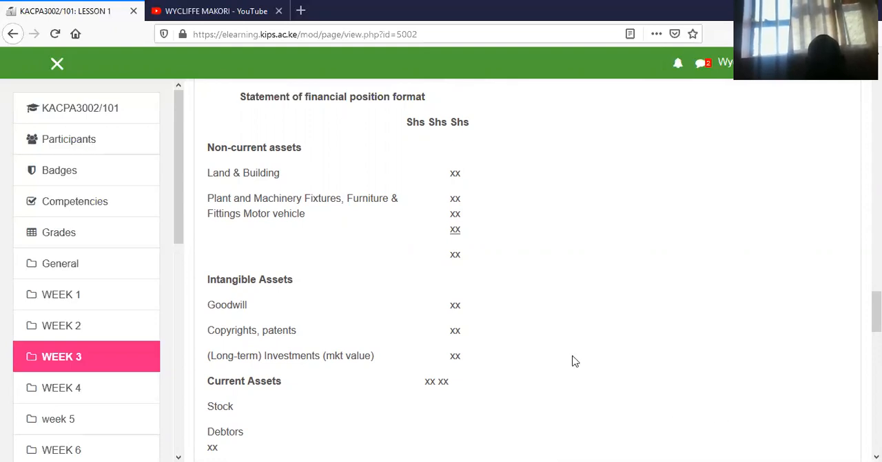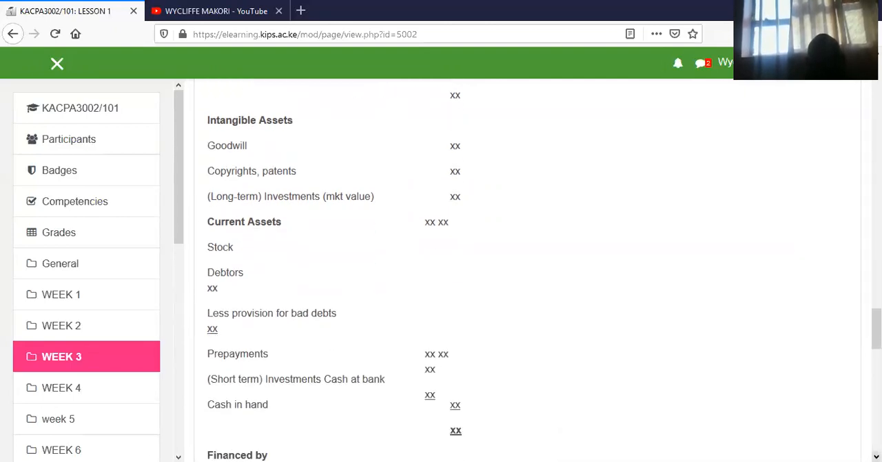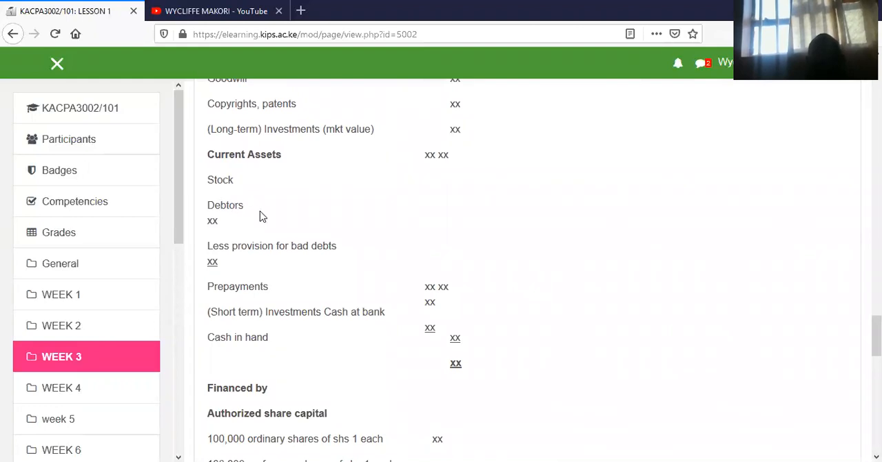Here in the statement of financial position, we have the fixed assets, which are done normally, the intangible assets, which are the goodwill, copyrights, and patents, and also investments. If you invest in another company, it is going to appear here. Then we have the current assets, which comprise the stock, the debtors, the prepayments, and all that. And then you capture them there.